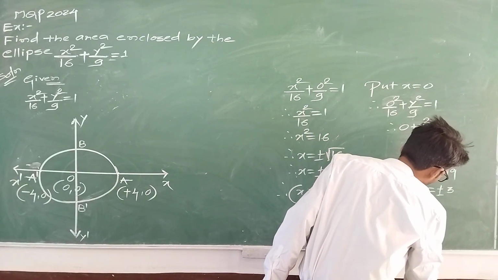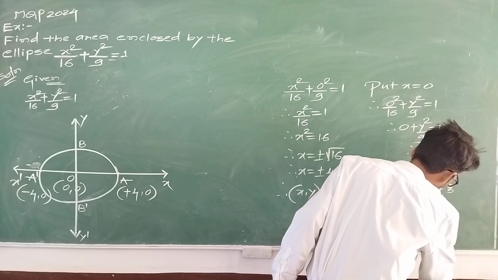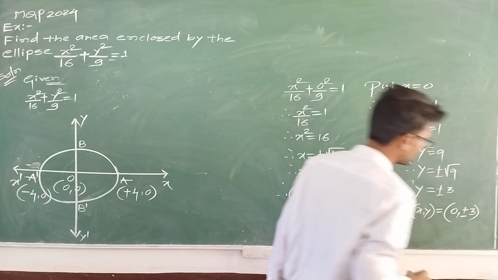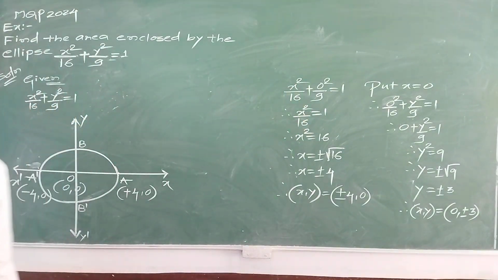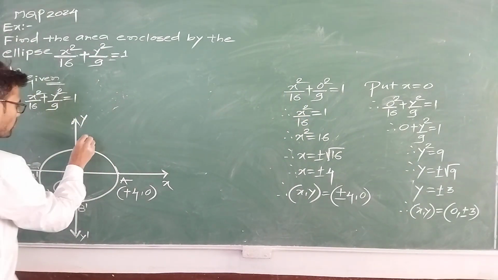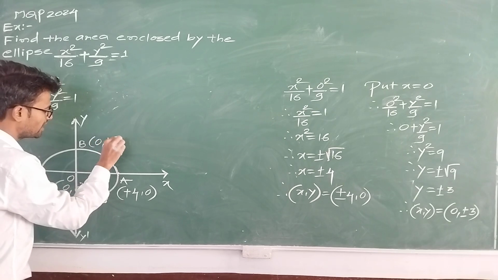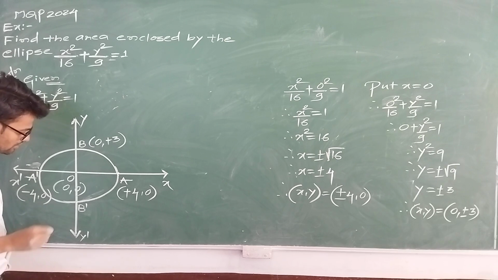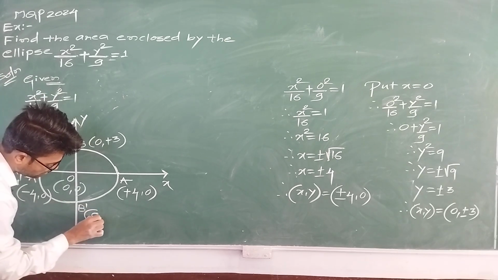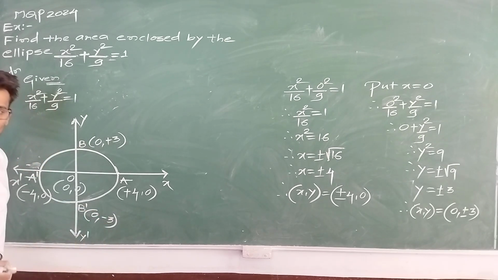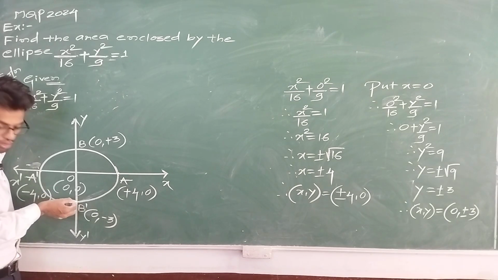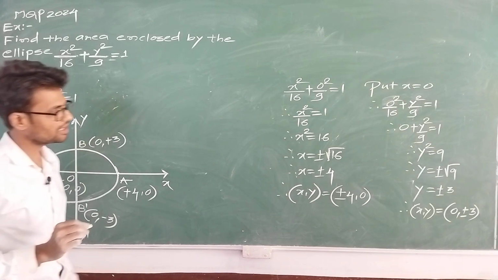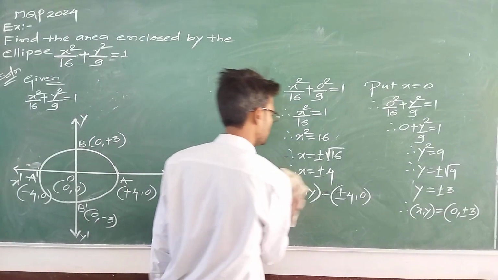So therefore, the coordinates of the points B and B dash are (0, 3) and (0, -3). I will take the coordinates of the point B as (0, 3). Why is it (0, 3)? Because this point B lies on the positive y-axis. And its dash has coordinates (0, -3). So why is it (0, -3)? Because this point B dash lies on the negative y-axis. Right?